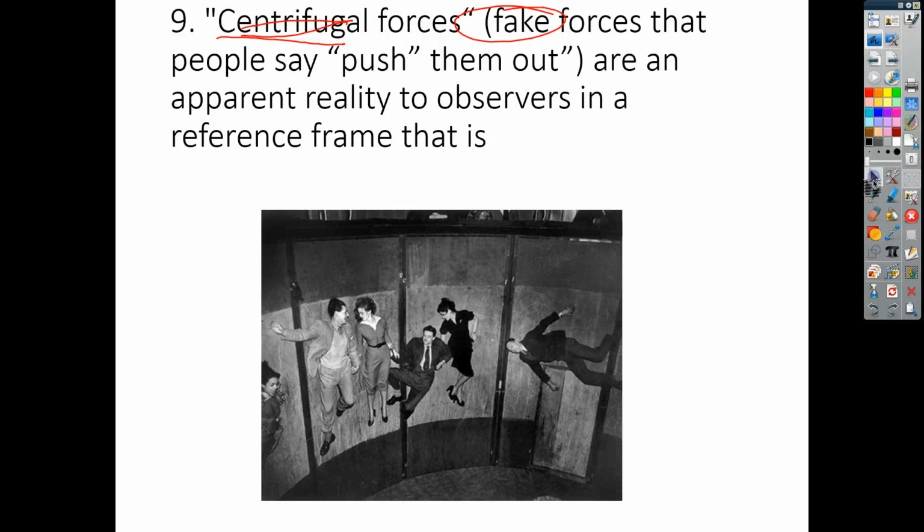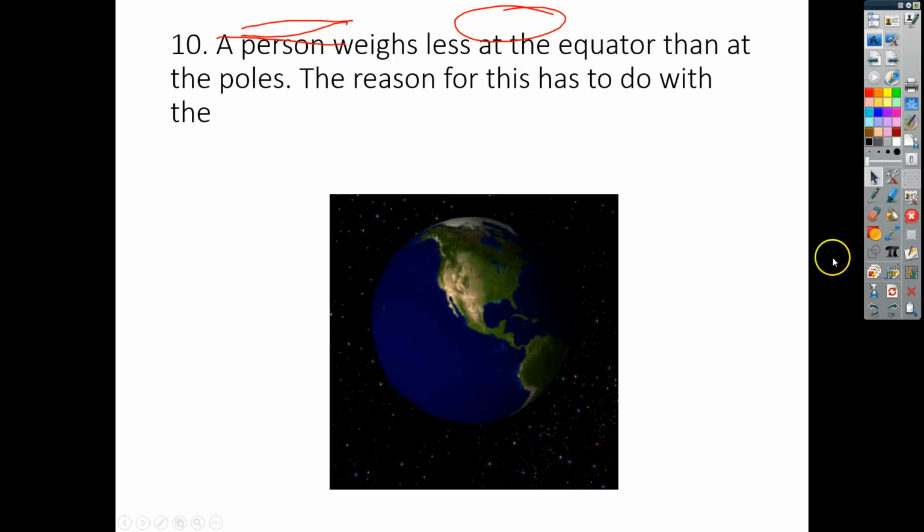It is apparently a reality to observers in a reference frame. So they are actually turning in this reference frame. So they are rotating. So to them, they feel like they're getting pushed out. To us, we see that they're getting pulled in. Kind of a neat little ride.